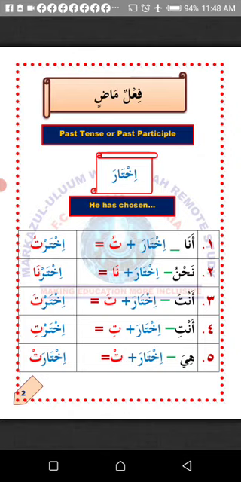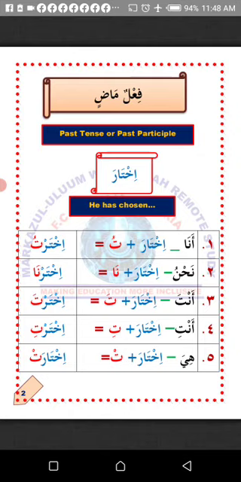Ithnan, number 2. Nahnu, we. So how do we change the verb ikhtara to suit nahnu? All you need to do is to attach na to the last letter. Then you give sukun to the letter before it. So the verb ikhtara will now become ikhtarna, which means we have chosen.